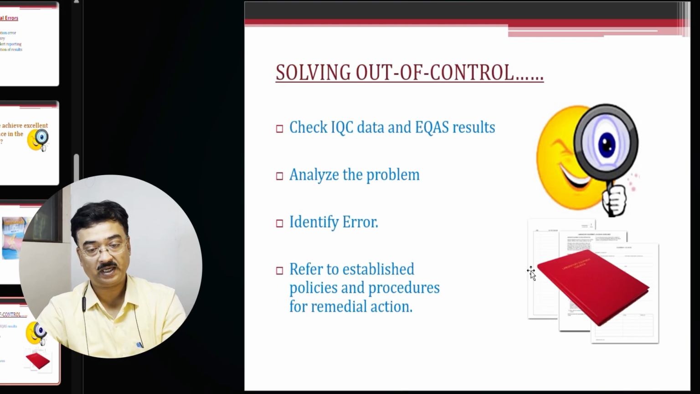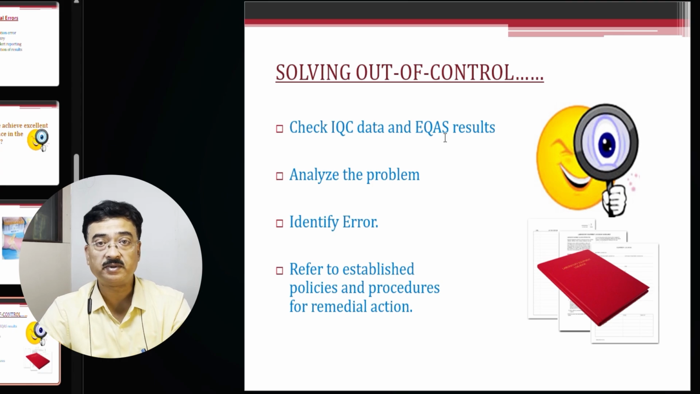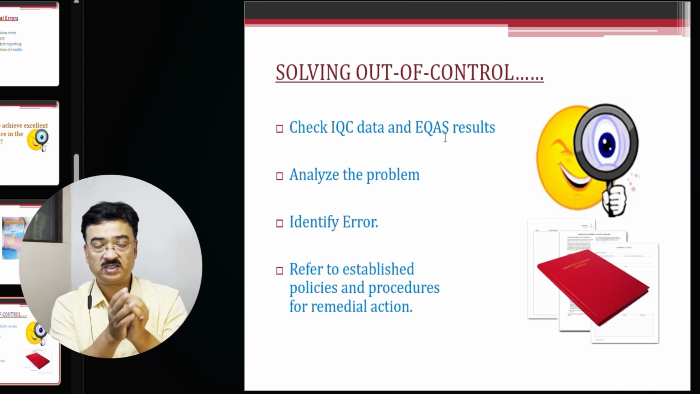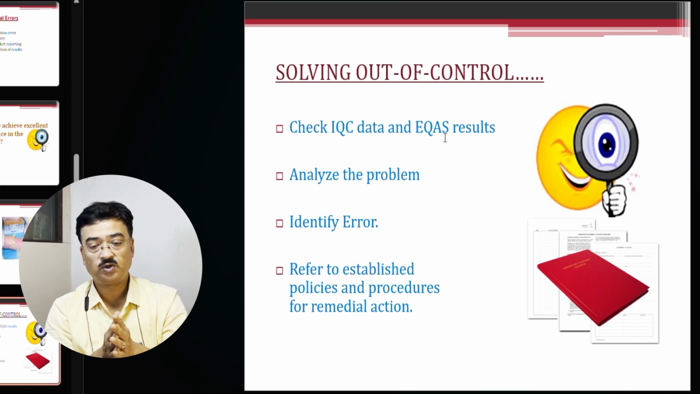Now, when something is out of control, you have found the process not to be proper, what do you have to do? First, you check your internal quality control data to find whether there is a problem with precision, and EQAS to find whether there is a problem in accuracy. We'll deal with it later on. Precision is repeatability of the test and accuracy is how close you are to the true value. On the basis of the two inputs, you analyze the problem, you identify the error, and after identification of the error, take a proper remedial action. That is called corrective action.